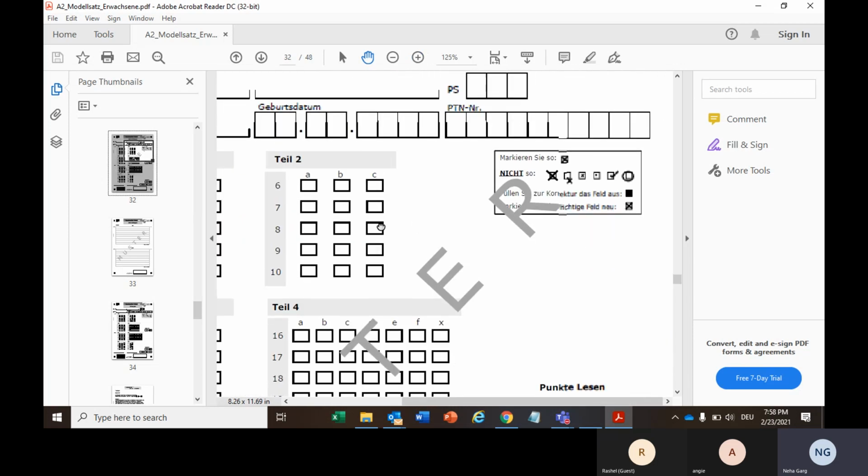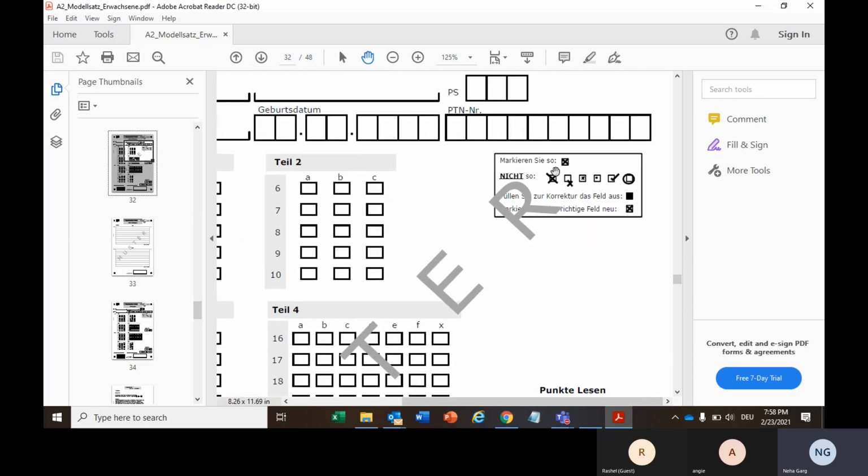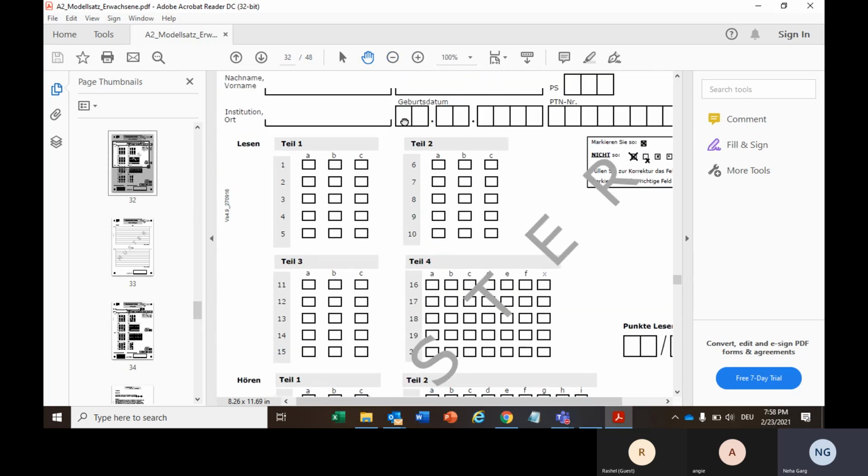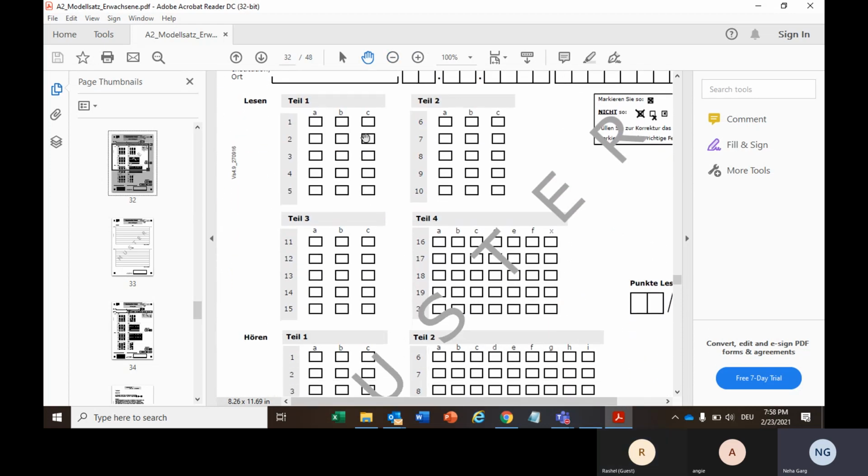Now pay attention to this section also. This is also markieren Sie so. You have to put answers in the correct form, not like this. An answer should not be either flowing out of the box or shrinking in the box. It should be exactly the same size as the box, like this one, not like this, not like this. Sie müssen ankreuzen. So you have to cross. So this is how your answer sheet will look.